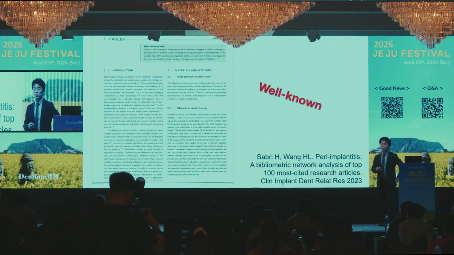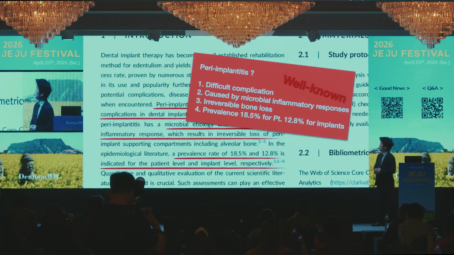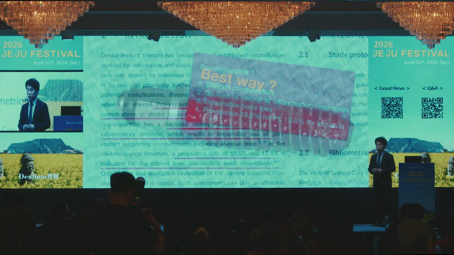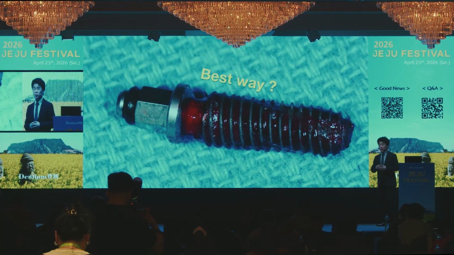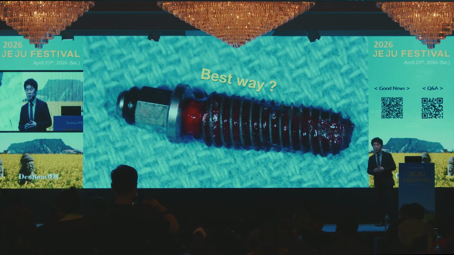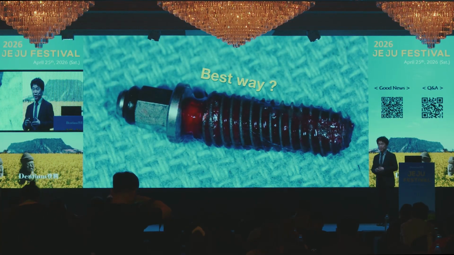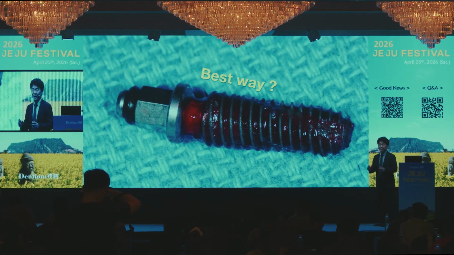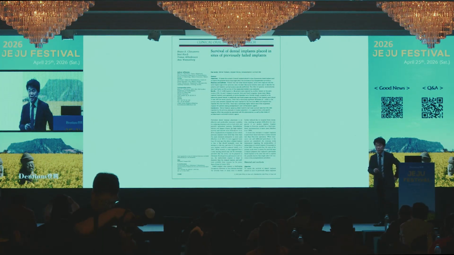Also, we already know about peri-implantitis, such as this: a difficult complication, microbial inflammation, irreversible bone loss, prevalence. Also, many of my doctor friends ask, why do you manage peri-implantitis? Just remove it, just re-implant. But as you may know, most clinicians select removal and re-implantation, but not all patients can receive re-implantation.